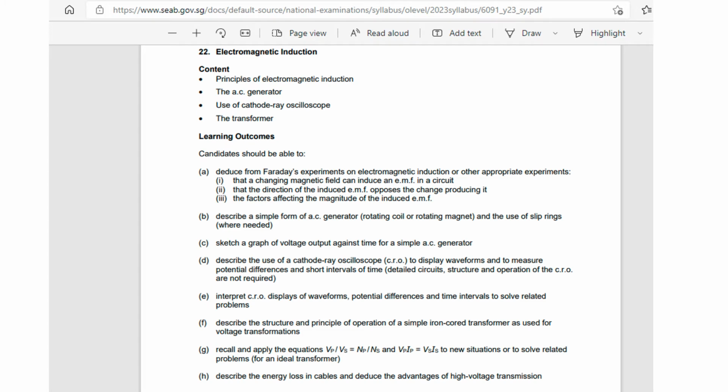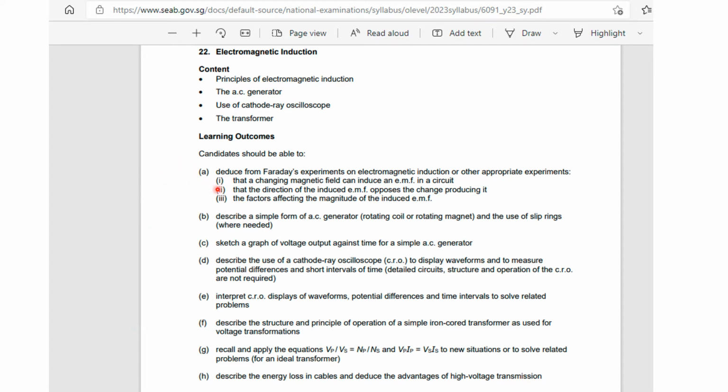The best way to look at what is being tested is by looking at the syllabus. So now let's take a look at the O-level syllabus and let's go straight to the topic on electromagnetic induction to find out what's tested in this topic. Alright, so let's look at what's tested in electromagnetic induction line by line.